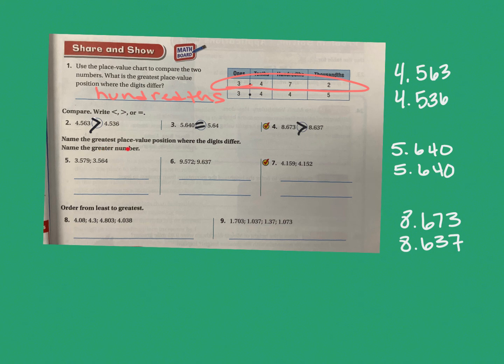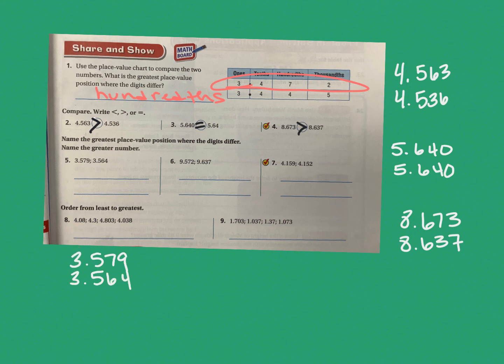They want to name the greatest place value position where the digits differ. They want us to name the greater number. Which of these is larger? So if needed, line them up. 3 and 579 thousandths compared to 3 and 564 thousandths.